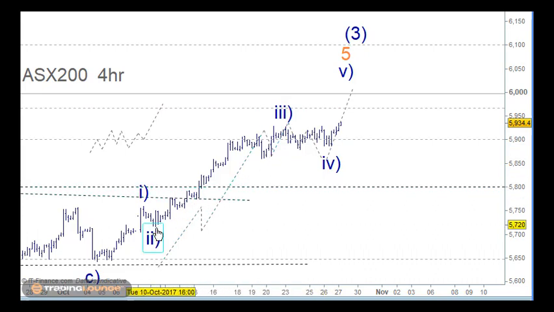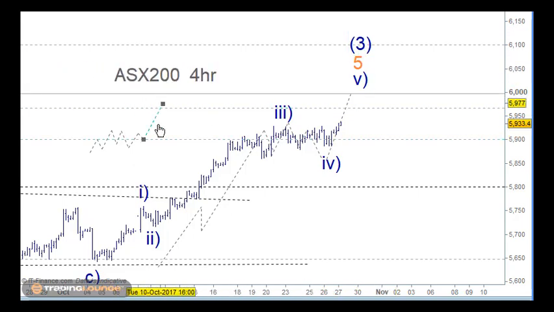However, when we get the extension in the third wave here, then normally as a rule of thumb, we can expect wave one here and wave five to be roughly the same length here. So we should come quite close to 6,000 here for wave five of three of a larger three here. And this count would be in line with the US markets as well.